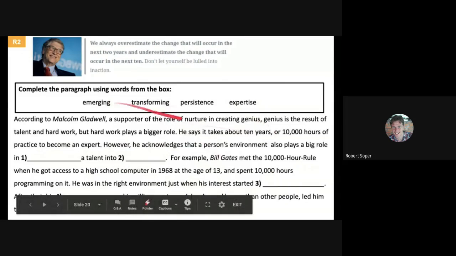You may be wondering what word form this is. It's the adjective. So it's what is emerging? Well, his interest. So this is what's emerging.